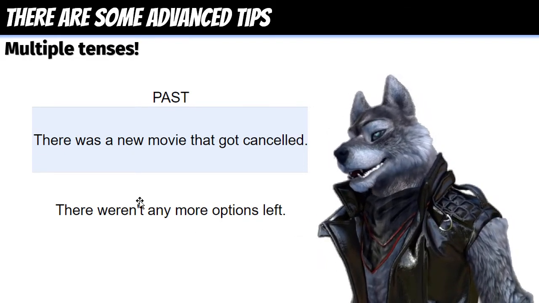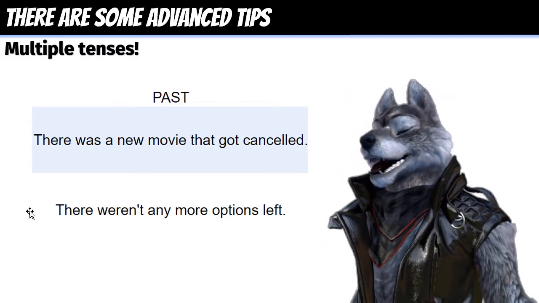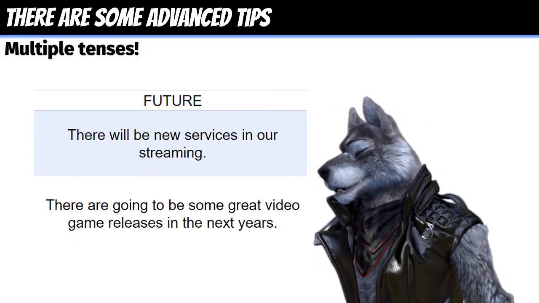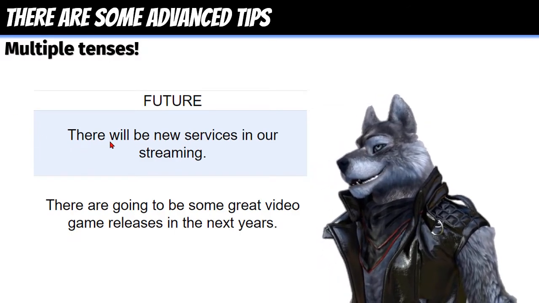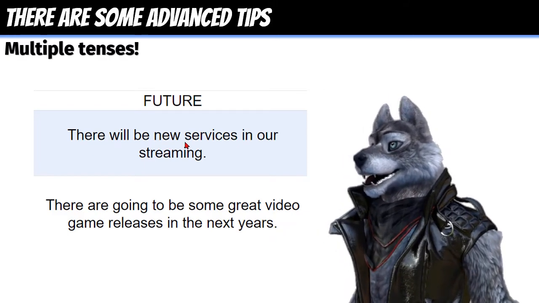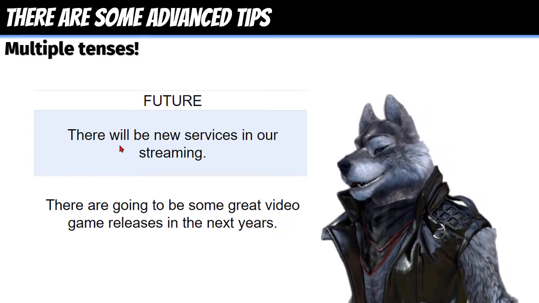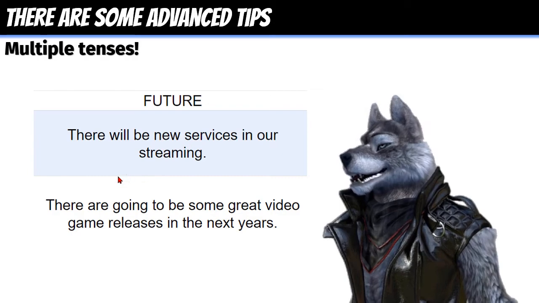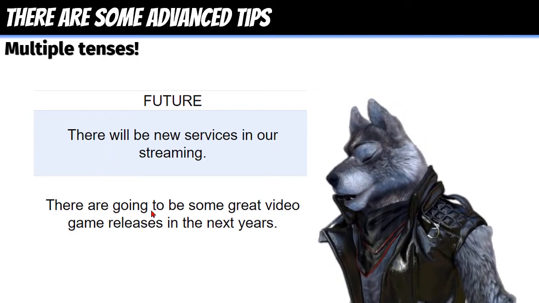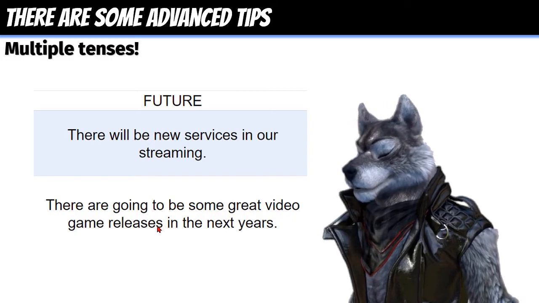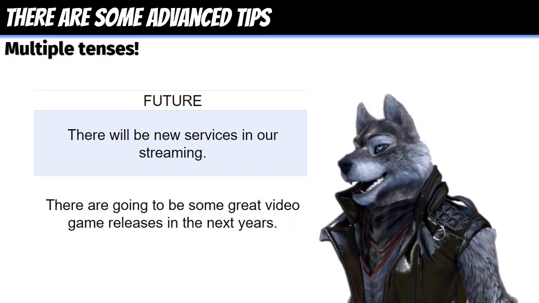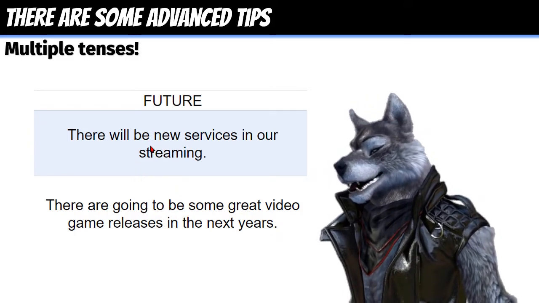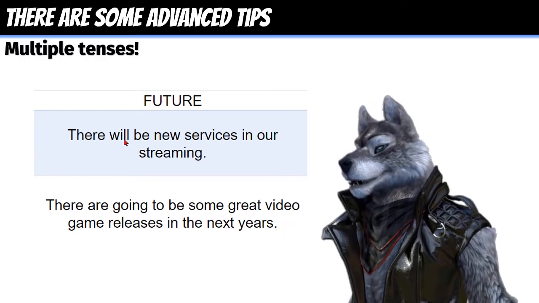You see? So for the past, instead of saying there is, there are, we say there was and there were. Same case with the future. We're going to use will, so there will be. I think it's the easiest because it doesn't matter what we have in front. It will always be there will be. There will be new services in our streaming. Okay, so hey, nice, new services. It's possible to use it with will or with going to. There are going to be some great video game releases in the next years. So yay, there are going to be new video games. As you can see, be here has no modifications because we have a dominant structure before.